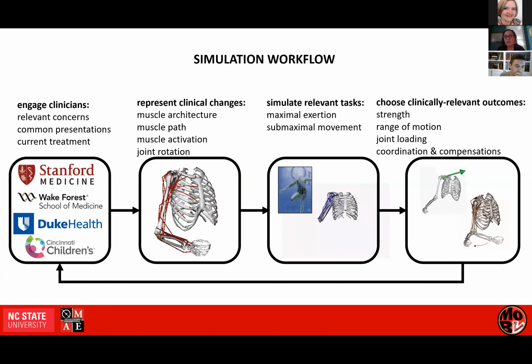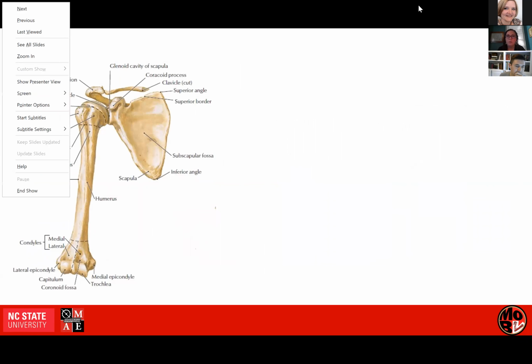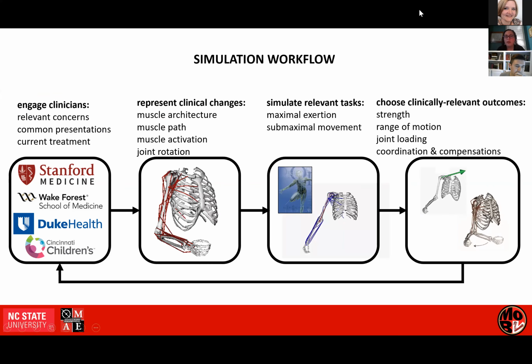And then we choose from those simulations clinically relevant outcomes like strength or range of motion or joint loading, things that clinicians might measure or care about in their clinic, so that we can make comparisons to the literature and translate our work in a way that is understandable by clinicians, so they can use it to inform their treatment.